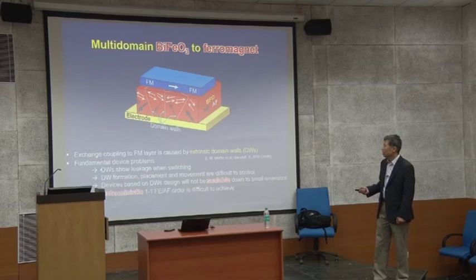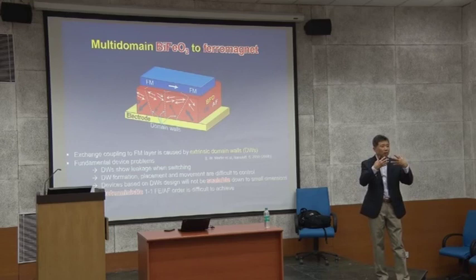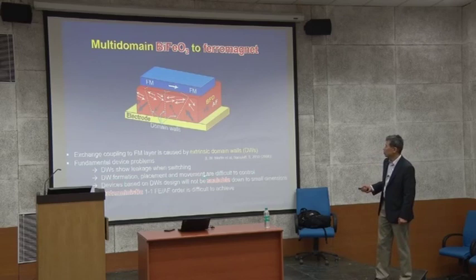And the fundamental device problem is that domain walls show leakage when switching. When you apply an electric field, it actually leaks through the grain boundaries, the domain boundaries, because domain boundaries have a lot of broken bonds and a lot of things happening at the domain wall. That is where leakage is a problem. That means when you apply an electric field, it is not very effective. Domain wall formation and movement are also very difficult to control.